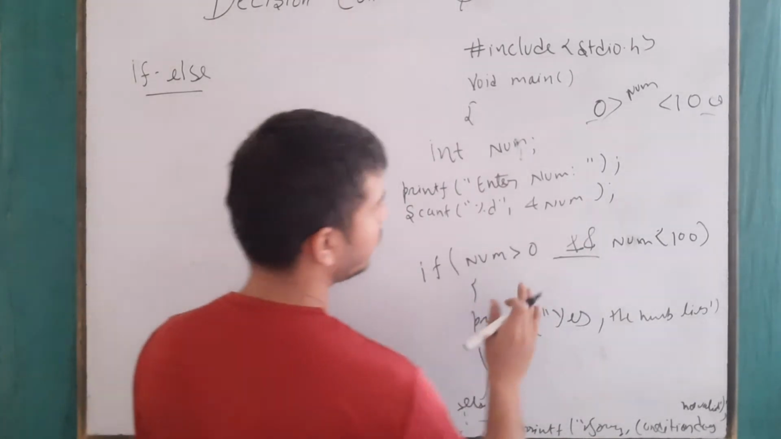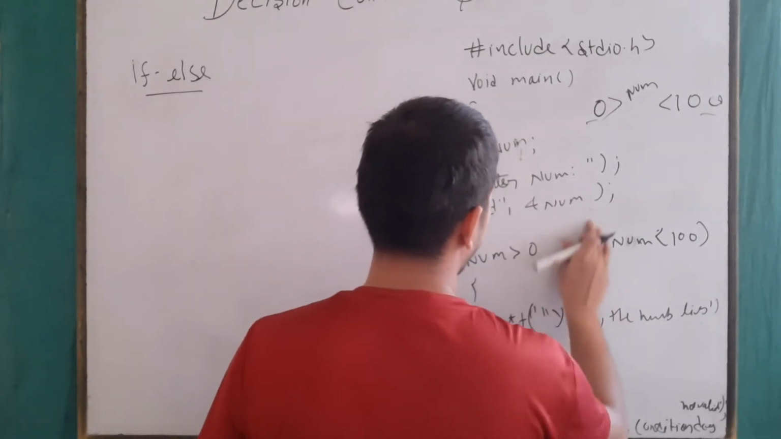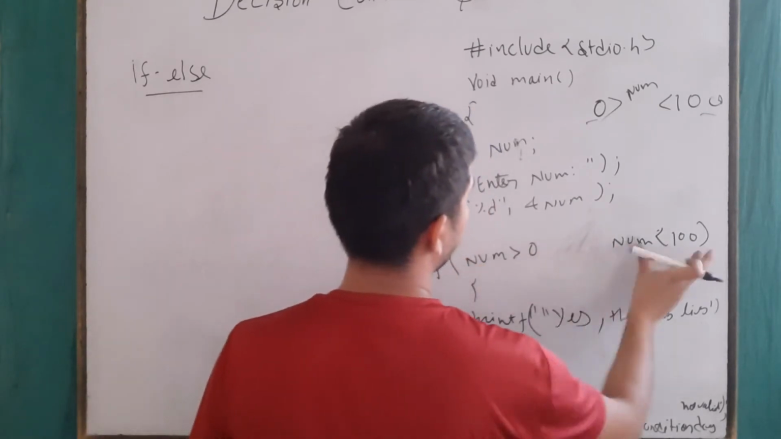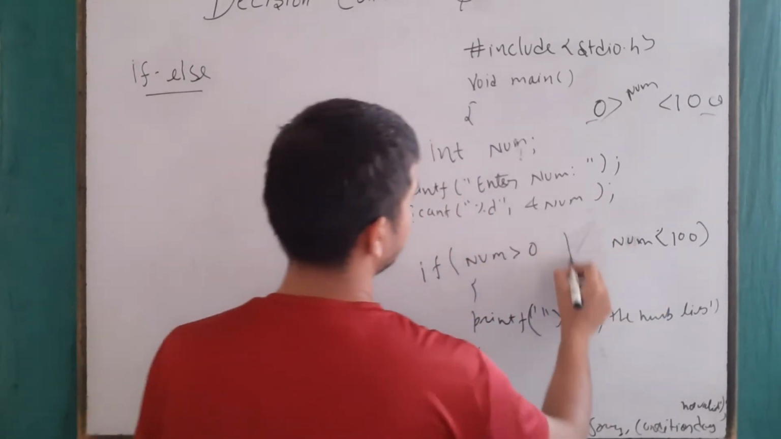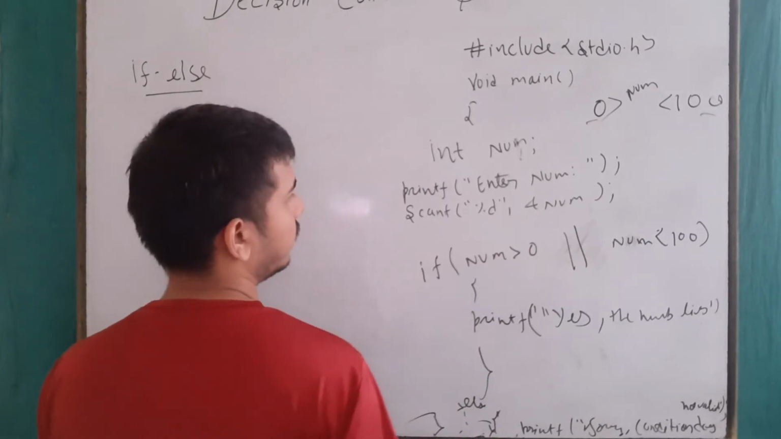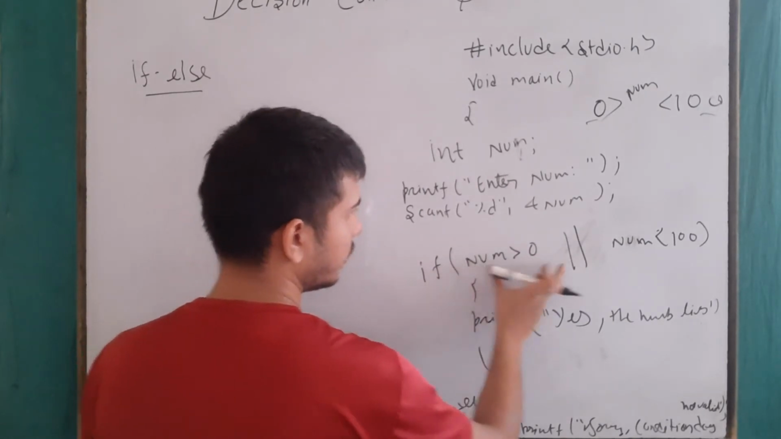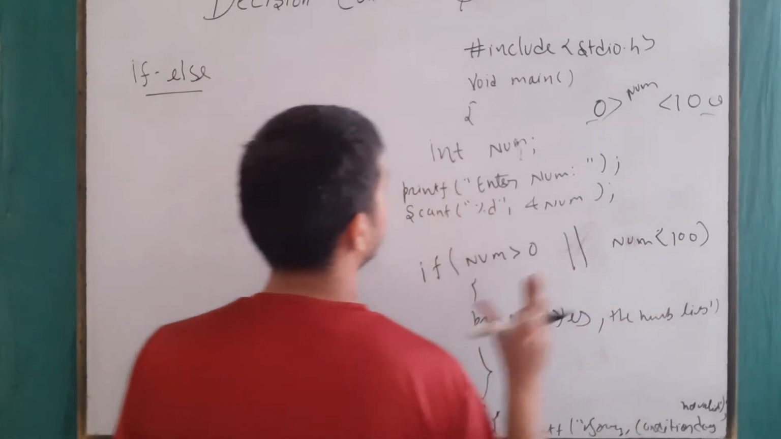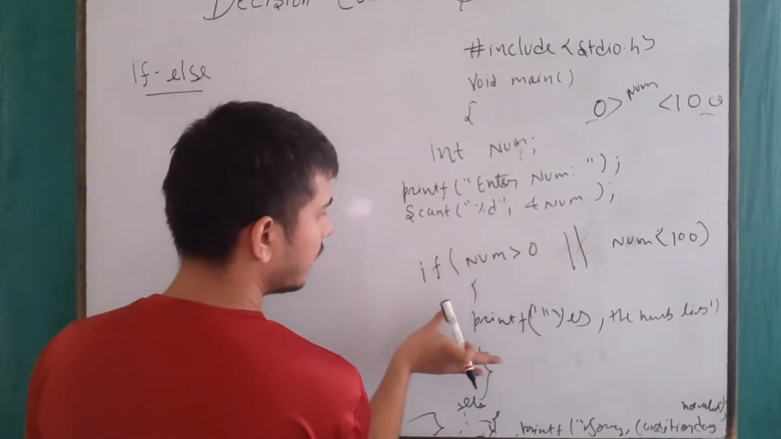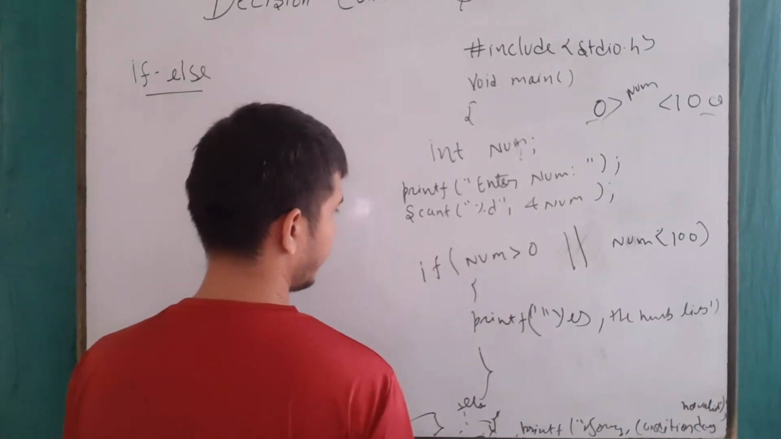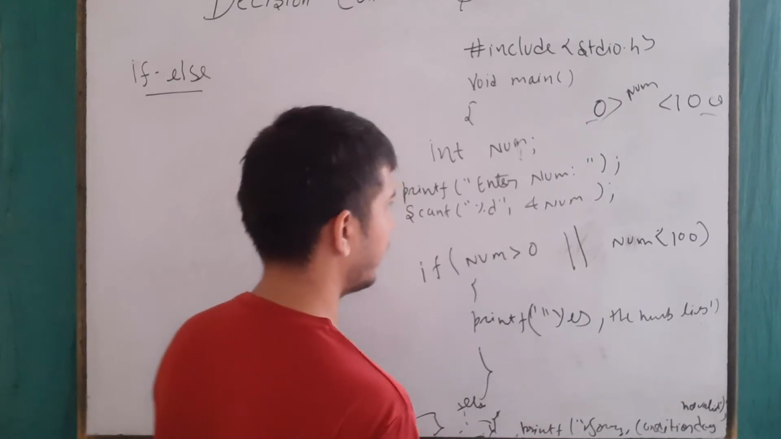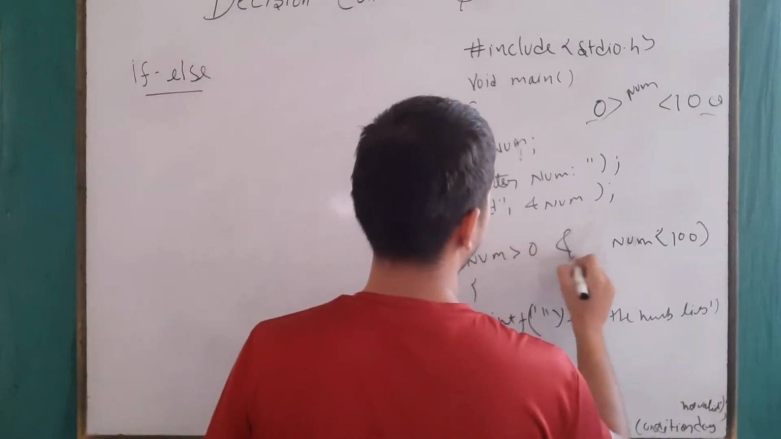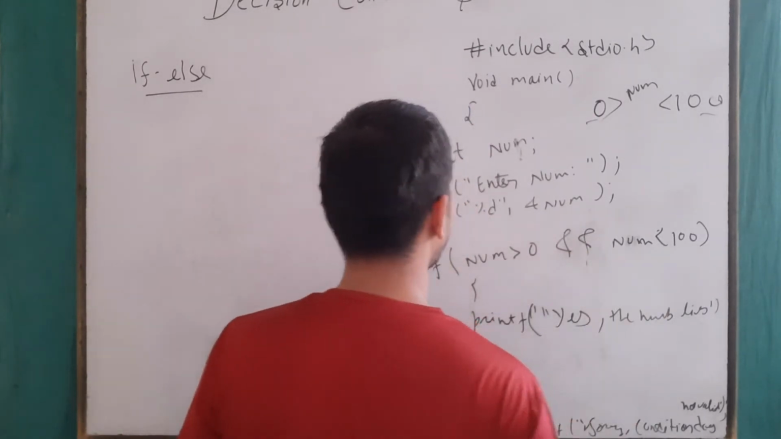Now if there is some situation in which I require that any one of the conditions is true, then I can use the logical OR operator. It means that either this condition is true or this condition is true. If any one of the conditions is true, then this block of code will take place, otherwise this. And when I am using logical AND, it means both of the conditions must be true.